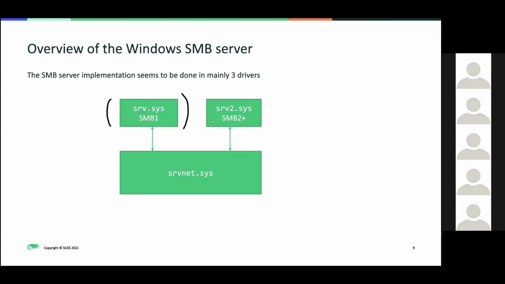So you have 2 front ends: srv.sys, which you might actually not find on your machine, and srv2, which implements the SMB2 and above versions of the protocol. Both of those modules end up calling functions in another module called srvnet.sys, which has the common code for both modules. Although this diagram shows srvnet being bigger, if you look at the size of the binaries, srv2 is actually bigger. So I guess a lot of logic is actually there.